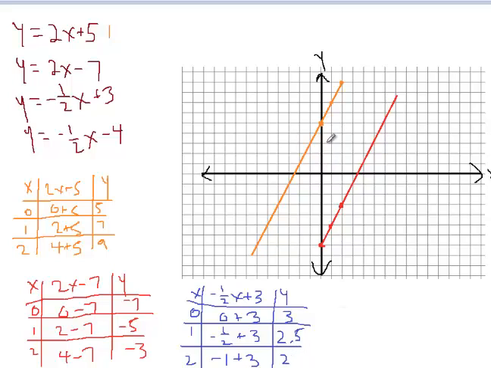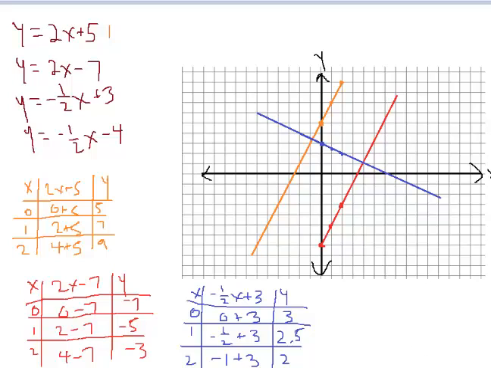So we've got 0, 3. We've got 1, 2.5. And we've got 2, 2. And here I'm going to actually have to draw the line twice. I'll draw it once from this side, and I'll draw it once from this side in order to make sure that it crisscrosses properly. Okay.